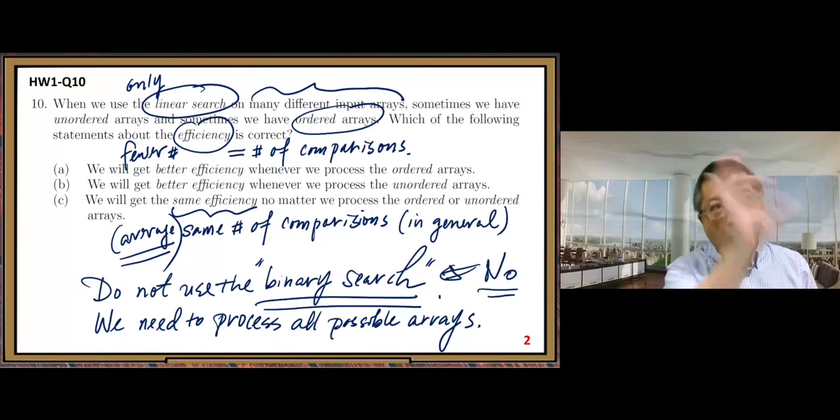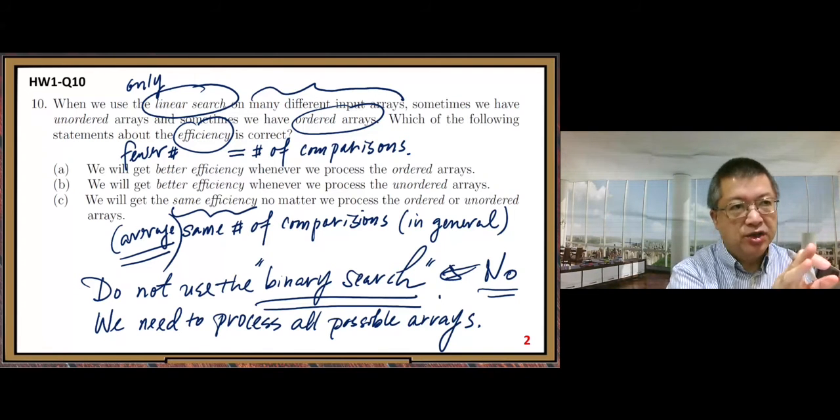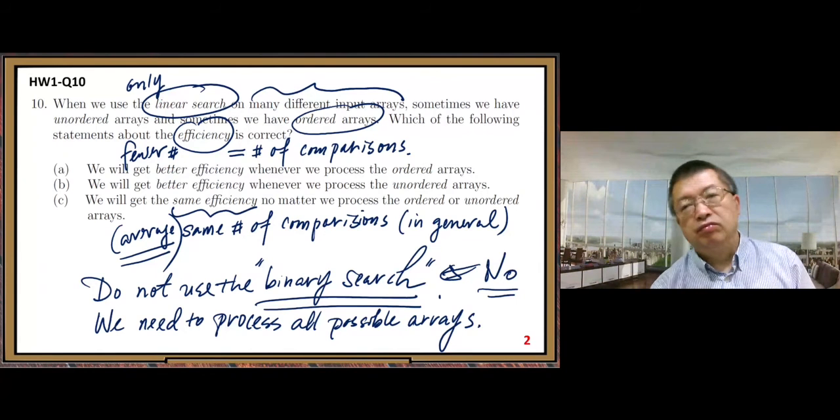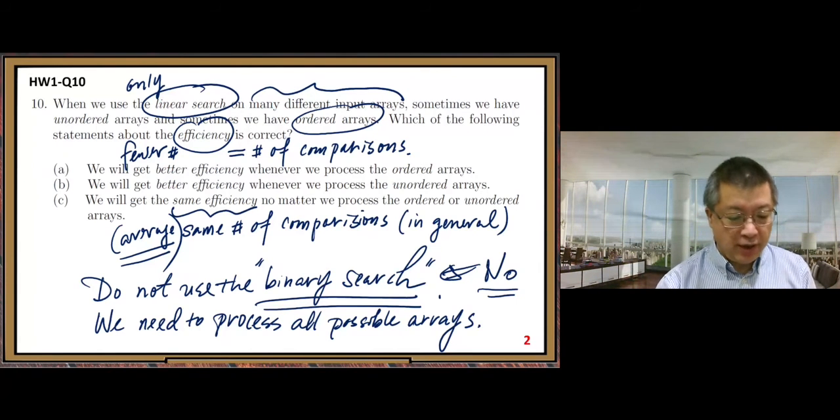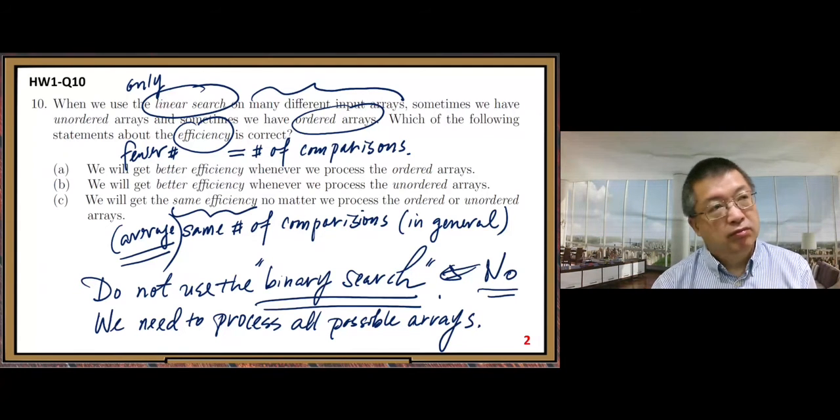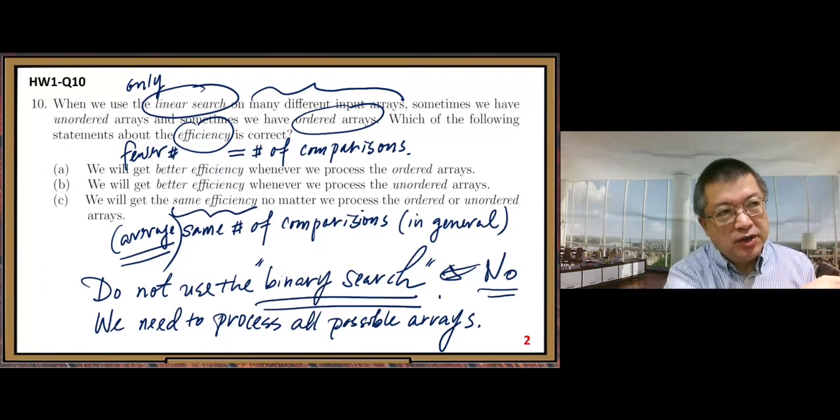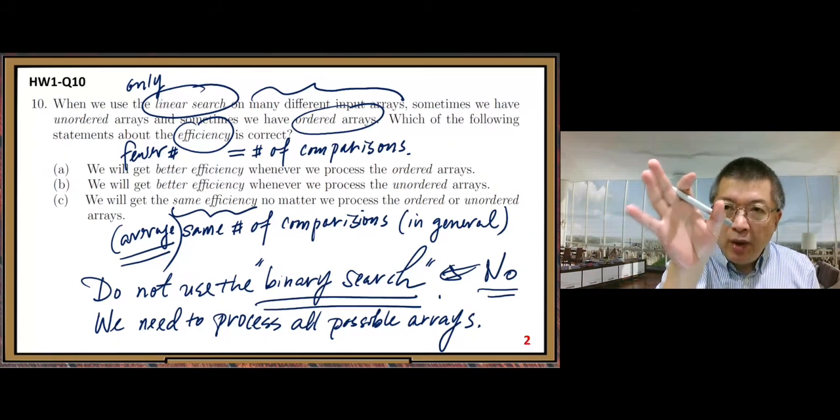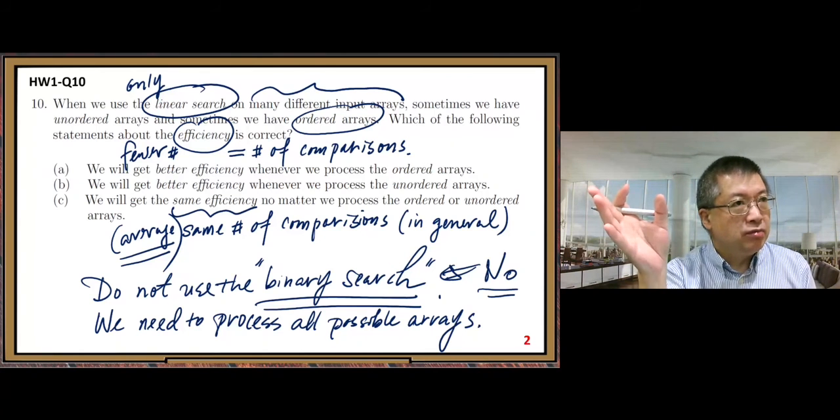We want to use one algorithm to process all possible arrays. Otherwise, you may use the wrong way. You may think that when we have unordered arrays, we do linear search, but when we have ordered arrays, we do binary search.